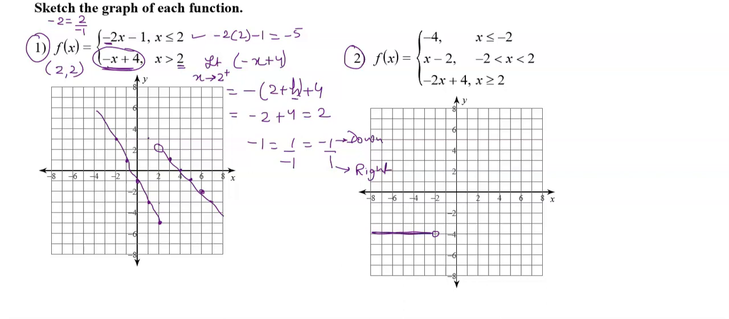This is a straight line and I have kept a hollow circle. No, it will touch at -2 because the x value is touching at -2. So it will be a dark circle, not a hollow one. Okay guys.